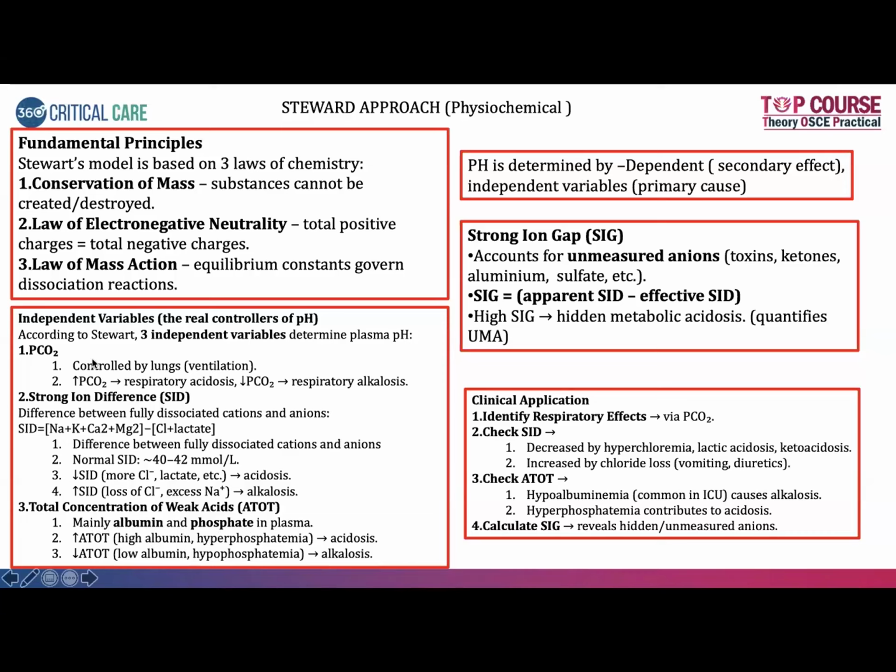So the pH is determined primarily by the independent variables. The pH is determined by these three factors, and the secondary effect is by the dependent variables. Okay, so the dependent variables are bicarbonate and so on.